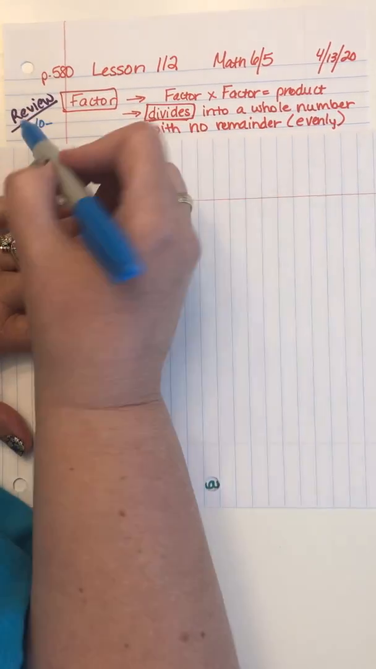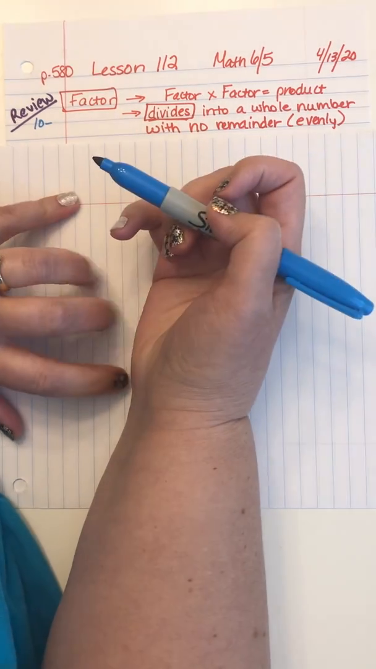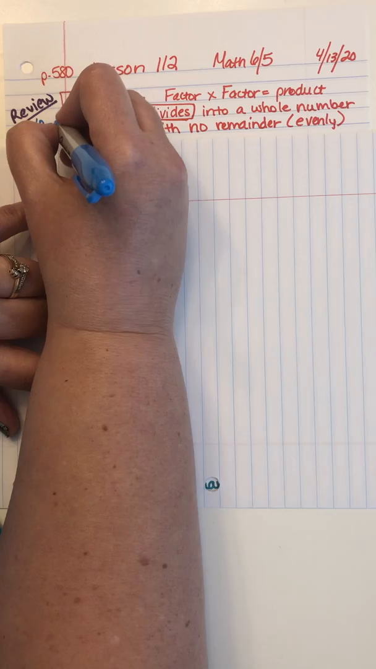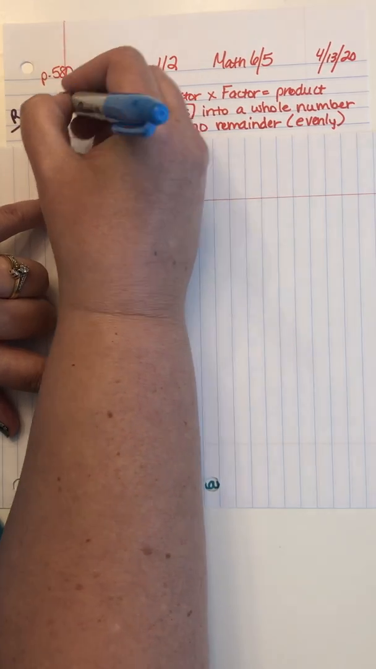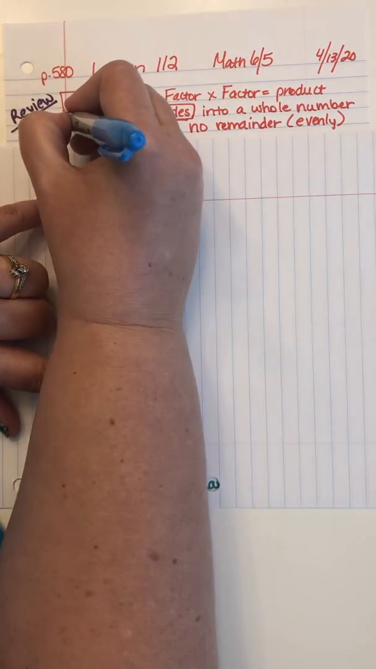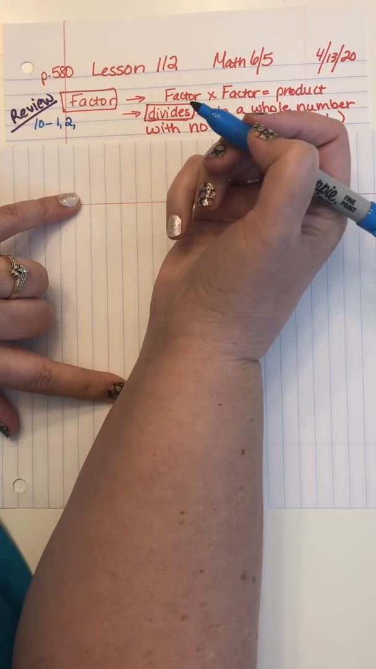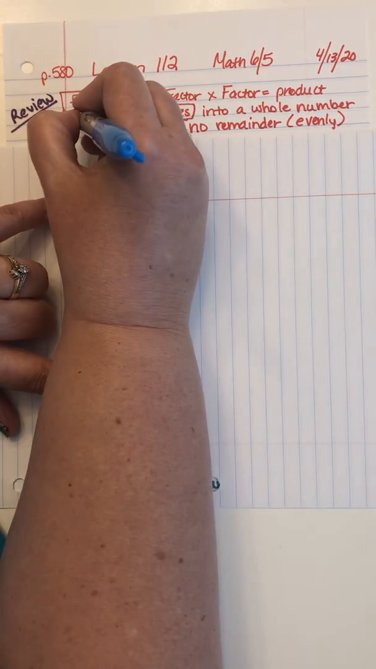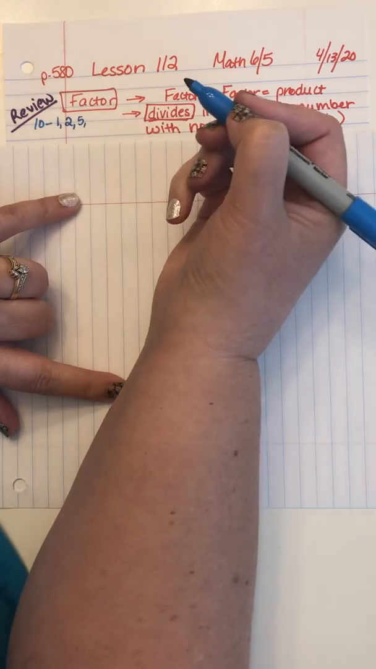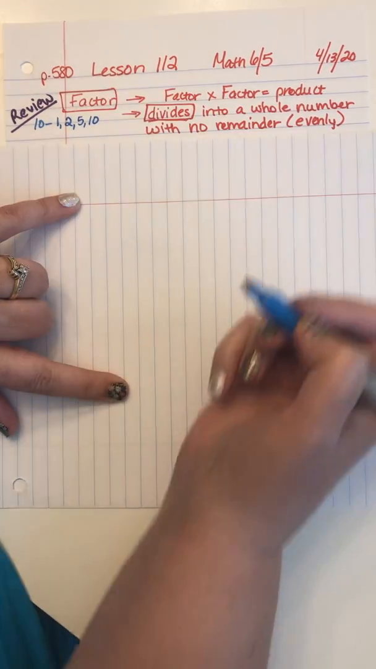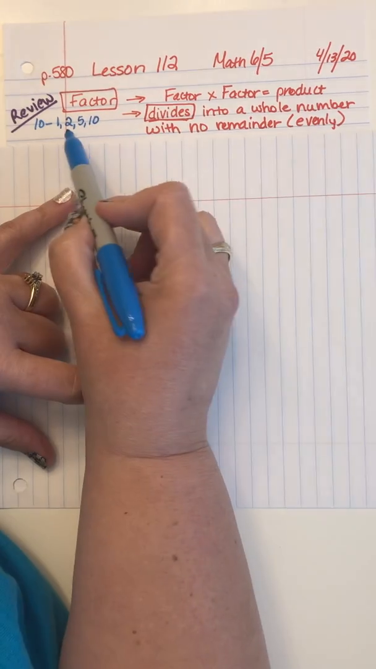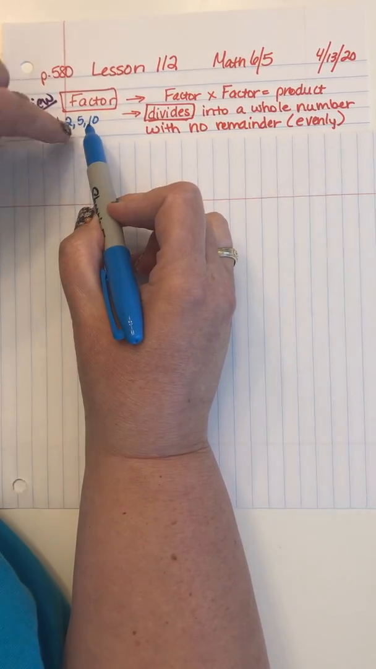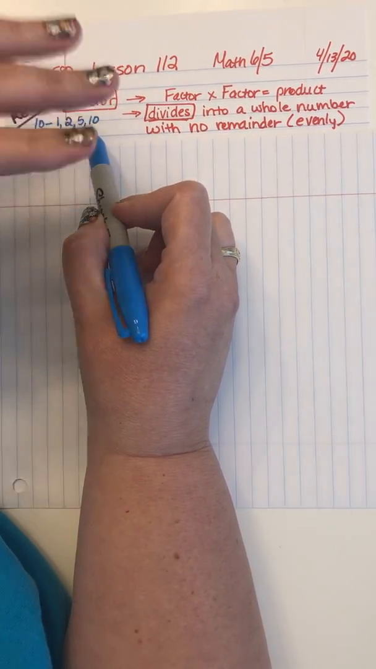So if we look over here for factors of 10, and if we had to list the factors of 10, we would start with 1, and that divides in evenly, and 2 divides in evenly, and then we go, 3 doesn't, 4 doesn't, 5 divides in evenly, and 10. Those are the factors of 10. These are the numbers that divide evenly into this whole number with no remainder.